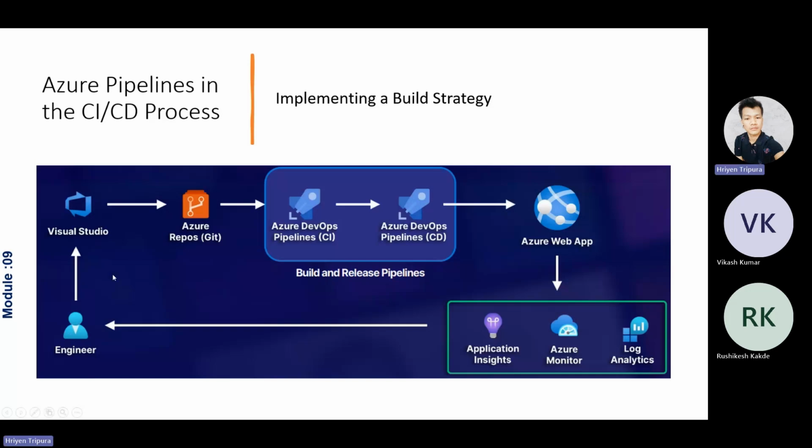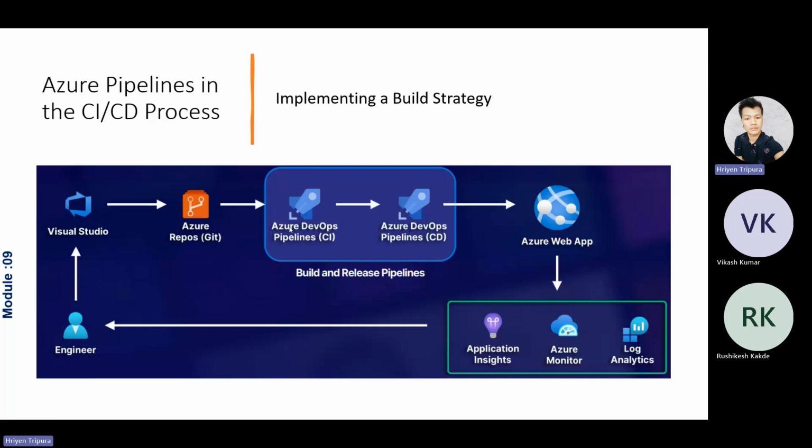Suppose I'm a DevOps engineer located in my location, using Visual Studio. I have Git installed in my local system, or in Azure's case, Azure Repos. Then what I'll do is continue to Azure DevOps Pipelines, which is your CI process. CI process means we will plan, build, and test. We will do it basically as a CI process.